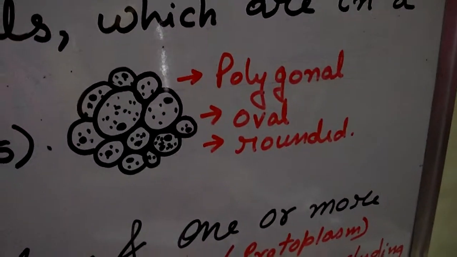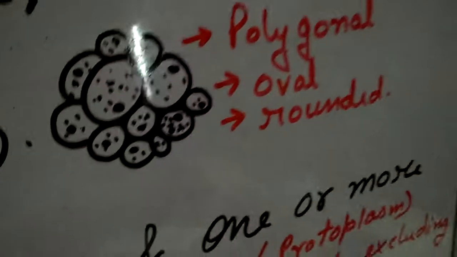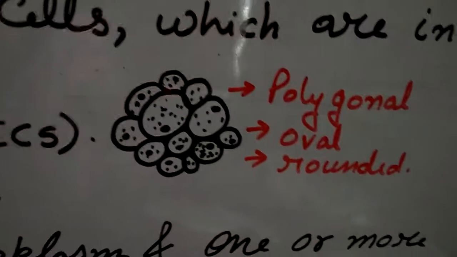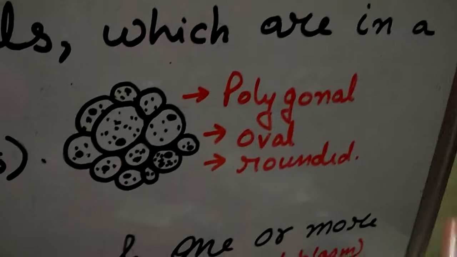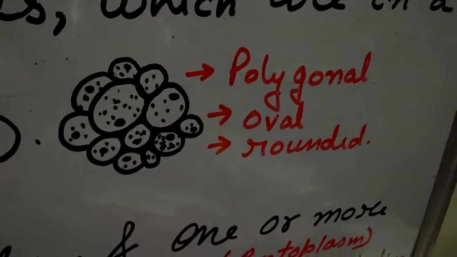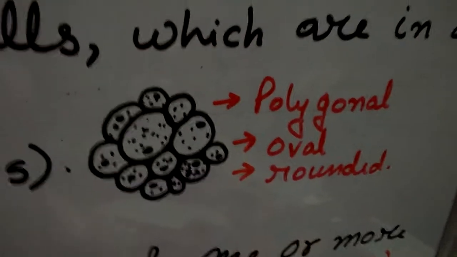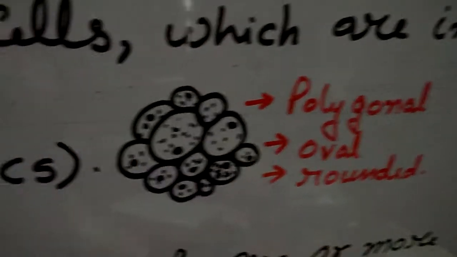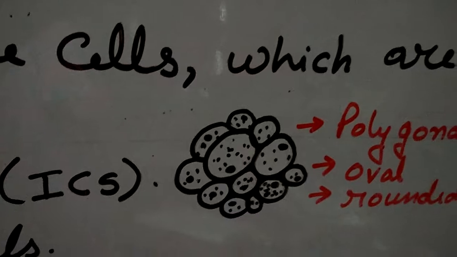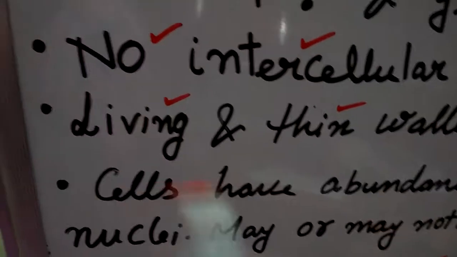So I have drawn the cells here as oval in shape. No matter what type of shape you are taking into consideration, all the cells should have a similar type of structure, as I have already mentioned in my first point. Now, these cells should be living.